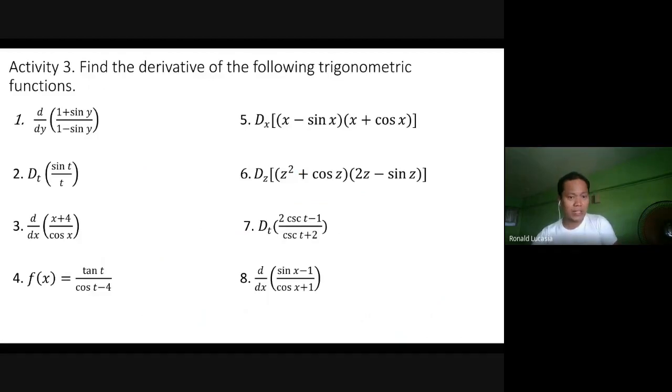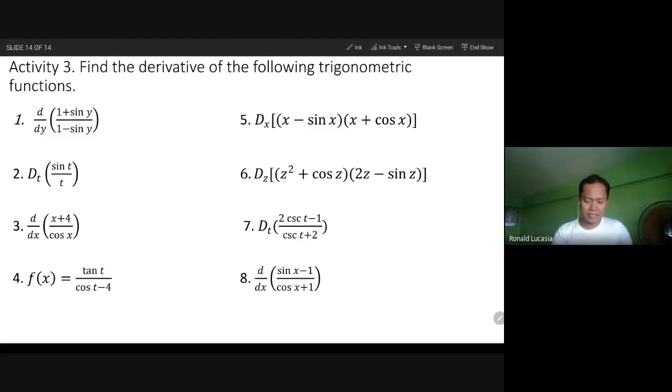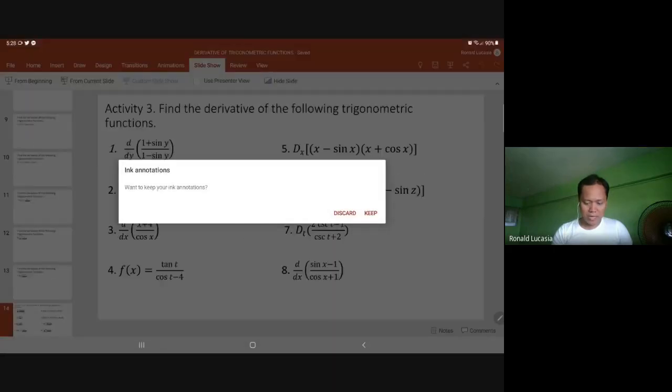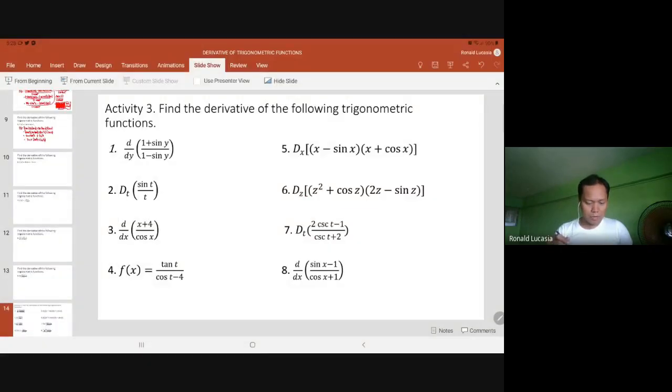This will be your activity number 3 to be submitted sa LMS. Right now, kasi naka-down pa yung LMS. As soon as ma-okay yung LMS, we'll send it sa LMS. Screenshot muna kasi.